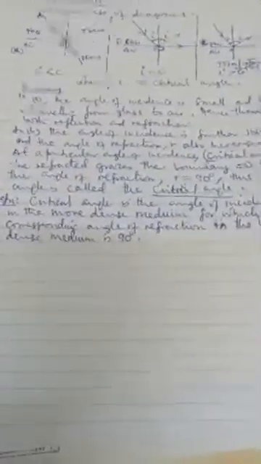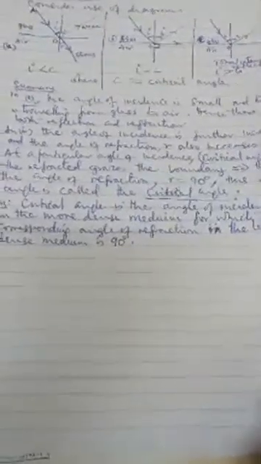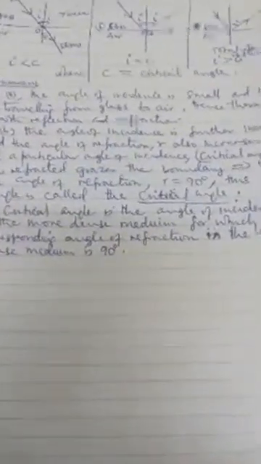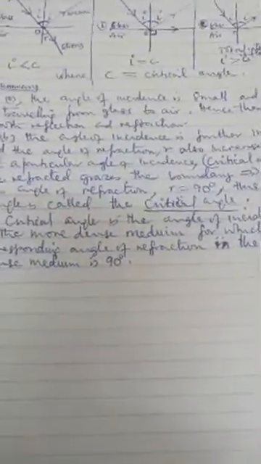Sometimes we can say that the critical angle is the angle of incidence in the more dense medium that gives the angle of refraction in a less dense medium as 90 degrees, or the angle of incidence in a more dense medium that causes the refracted ray to graze the boundary between the two media.